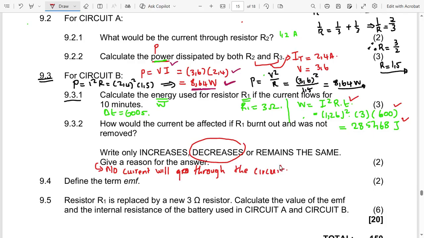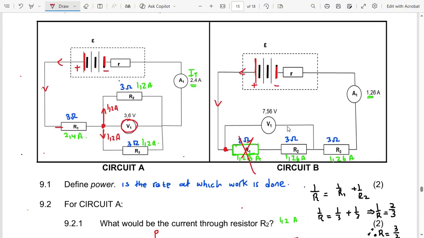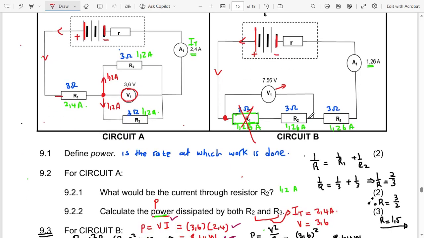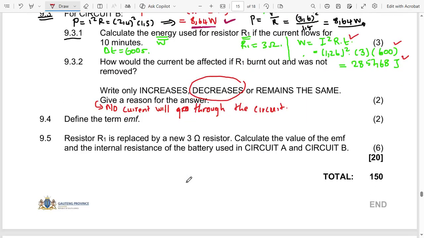Right. So now, if there is no current going through the circuit, what will happen is that the voltmeter, we know that the voltmeter has a high resistance and will not let current pass through. So the reason the current won't pass through is because the voltmeter has a high resistance and will not let the current pass through.